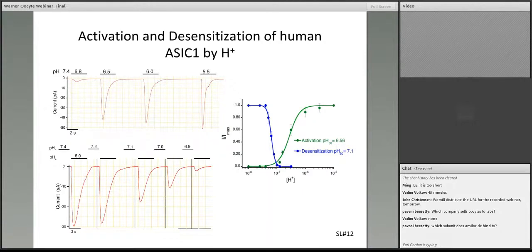On the other hand, if we keep the activating pH fixed at 6.0 and sequentially decrease the pH of the recovering solution, look at the lower trace, one observes a progressive decrease of the peak currents. This phenomenon is due to channel desensitization. The EC50 for proton-mediated steady-state desensitization was calculated to be 7.1, or 79 nanomolar protons, as shown by the blue line. This example illustrates how one can examine important physiological properties of an electrogenic protein with a two-electrode voltage clamp.